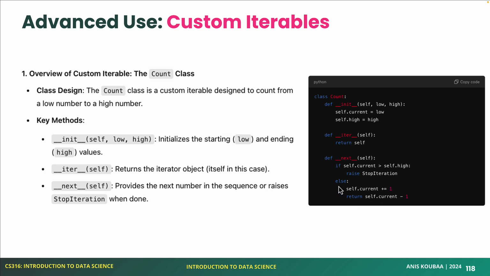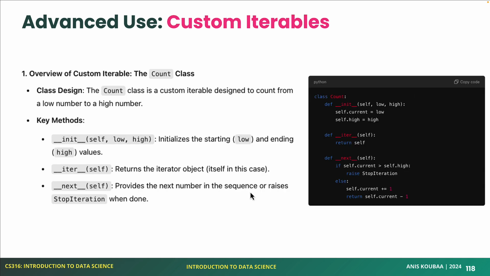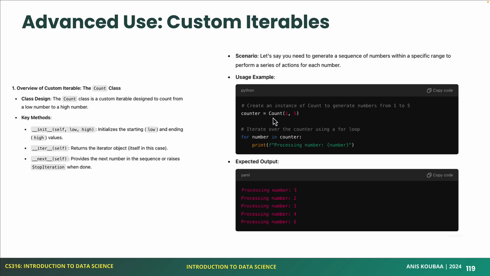Okay? Else, if I didn't reach the end, I'm going to increment the current position by 1. So it will go from this position to this position. This is an example of usage. Now, if I define this class as an iterable, I can create an instance of this class. I want to create a counter between 1 and 5.